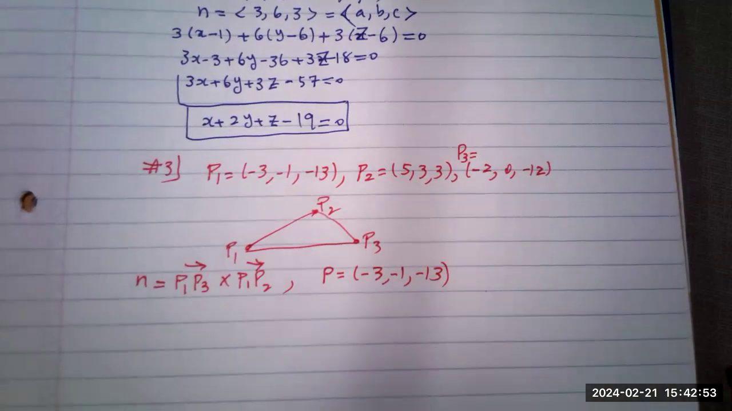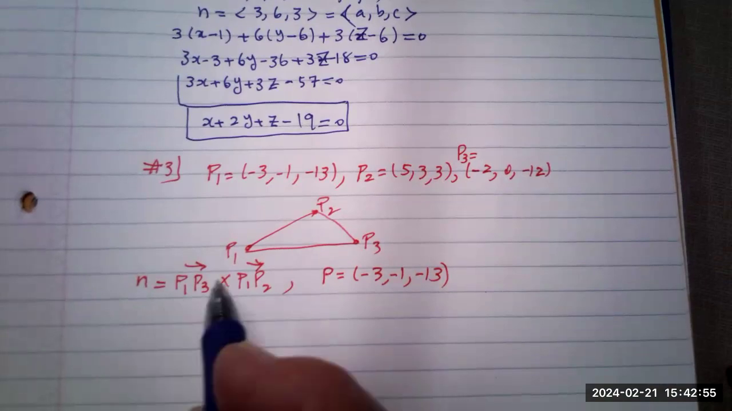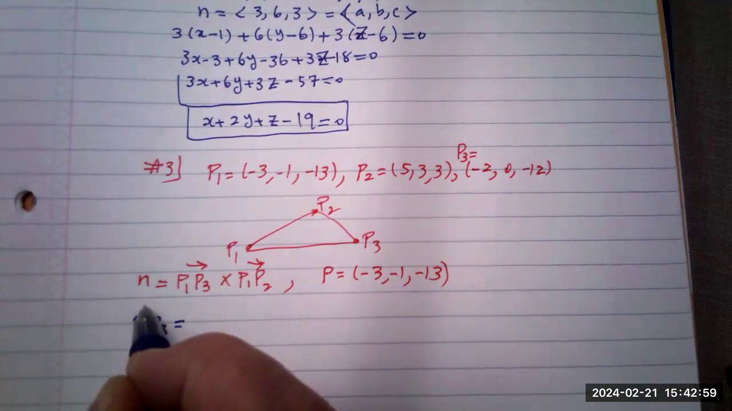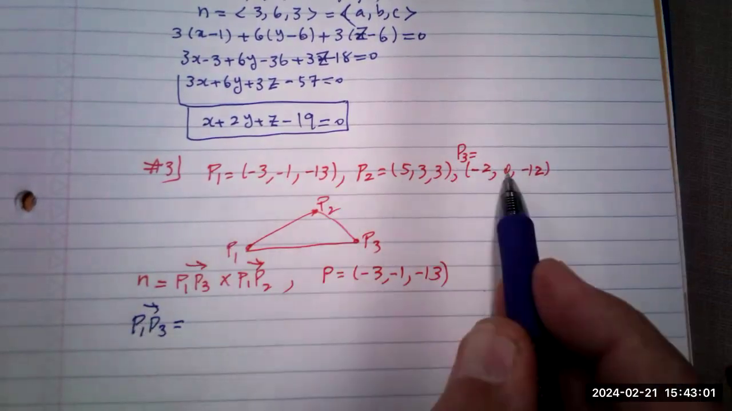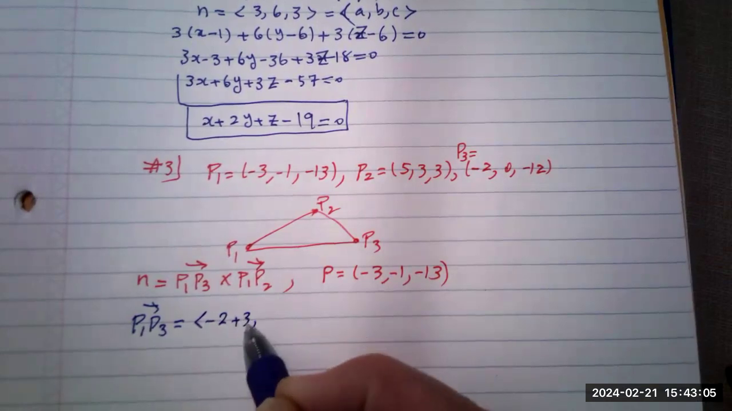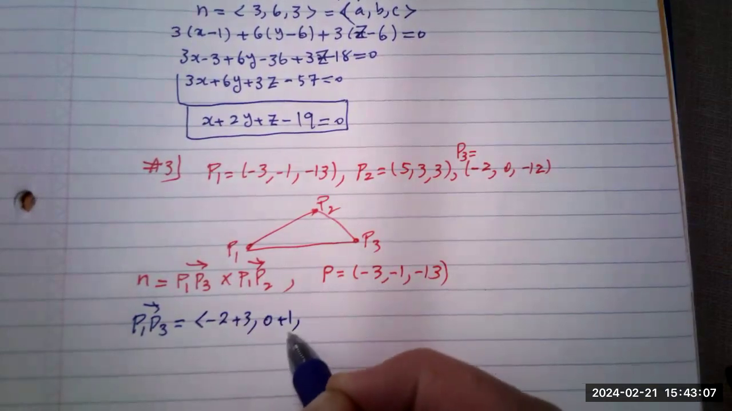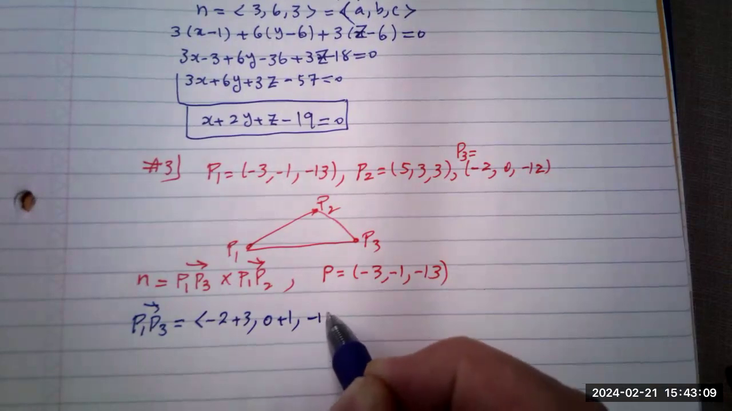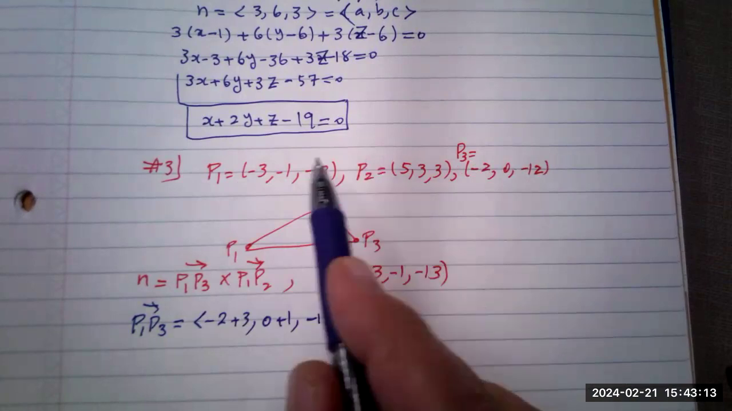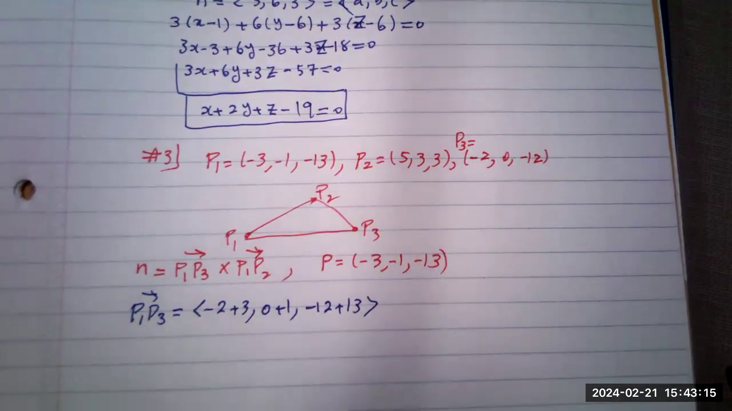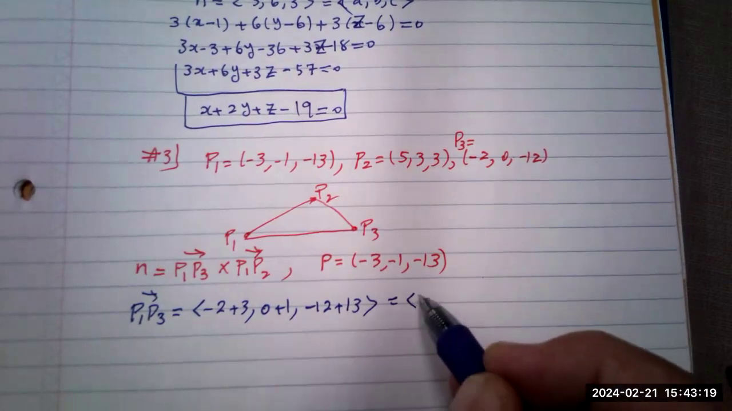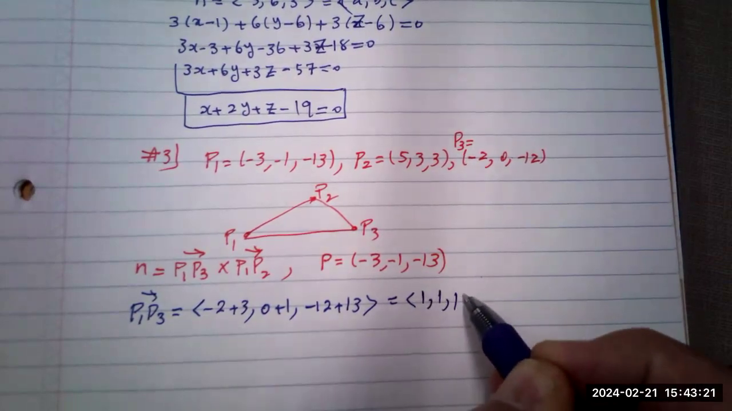Okay, so create the P1P3. They are points, to make it into the vector P1P3, take the difference between 1 and 3. So it's going to be -2 plus 3, 0 plus 1, and then -12 plus 13. You know that you subtract the components to get it. So we simplify it. That gives you 1, 1, and 1.